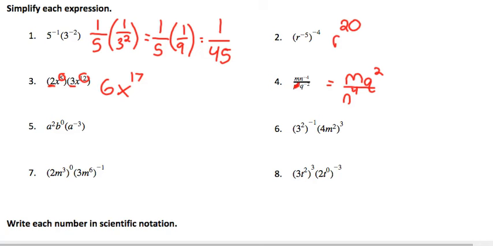Number 5. Okay, the first thing I notice about 5, b to the 0 power turns into a 1. Multiplying by 1 doesn't really matter. So I'm going to take care of that right away.